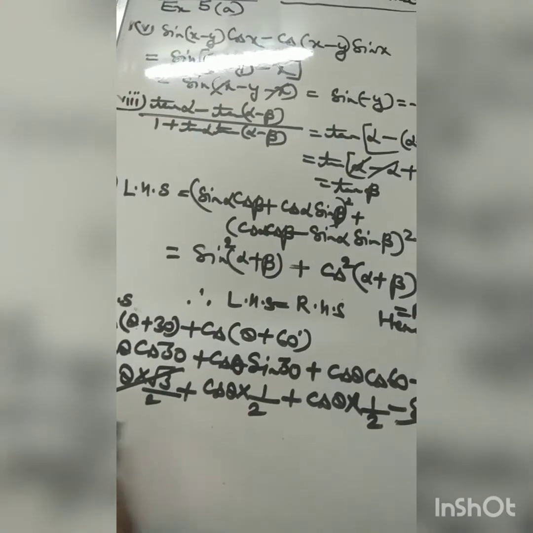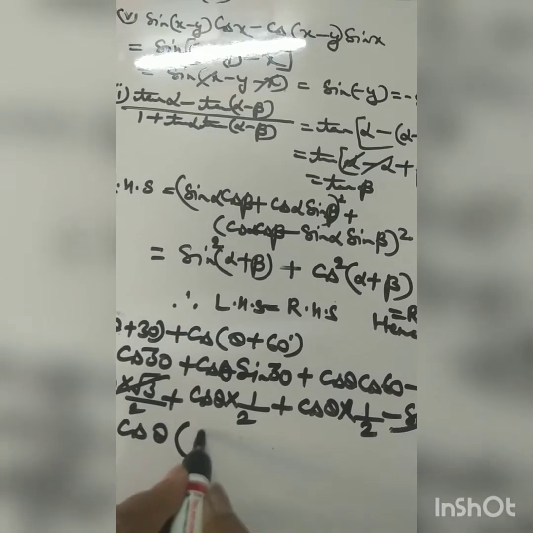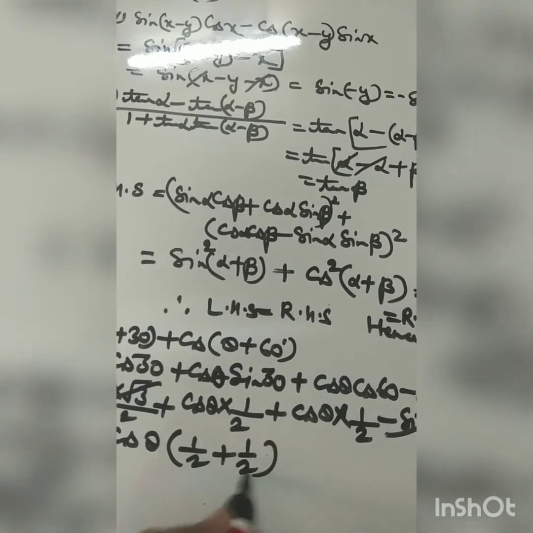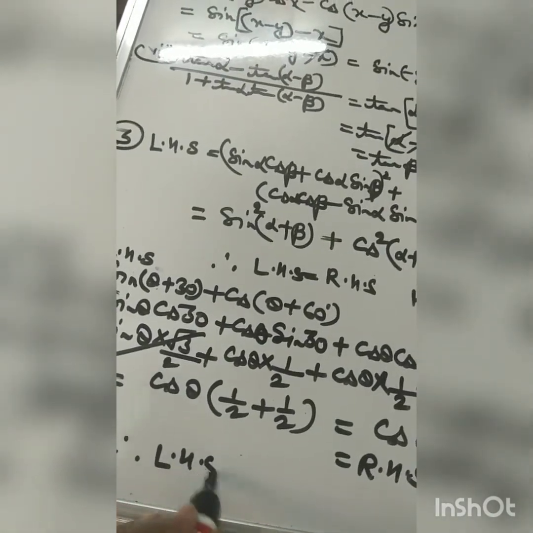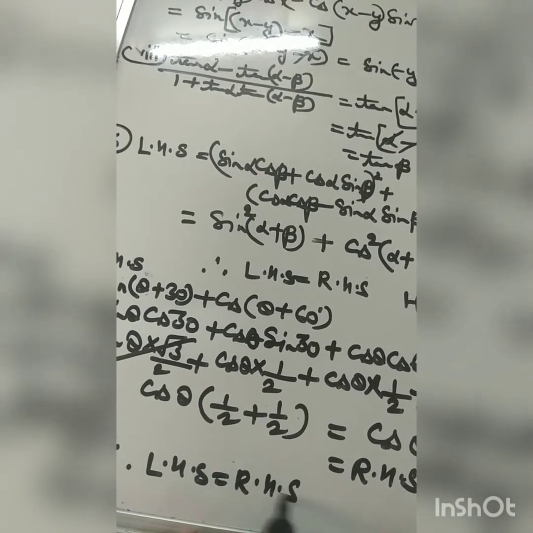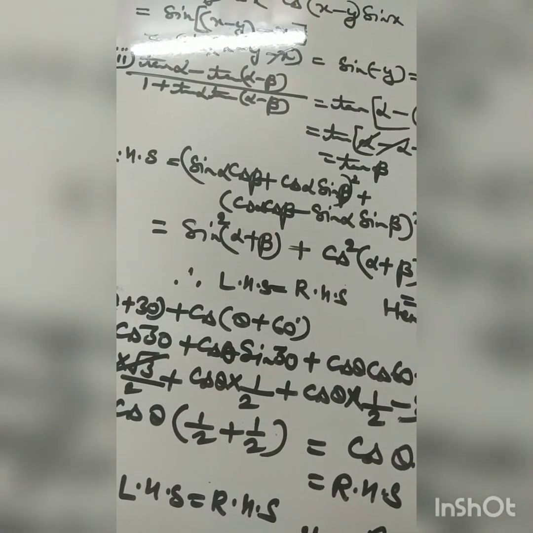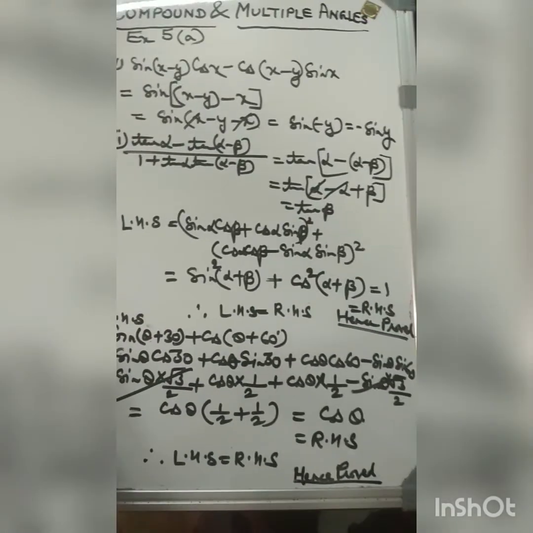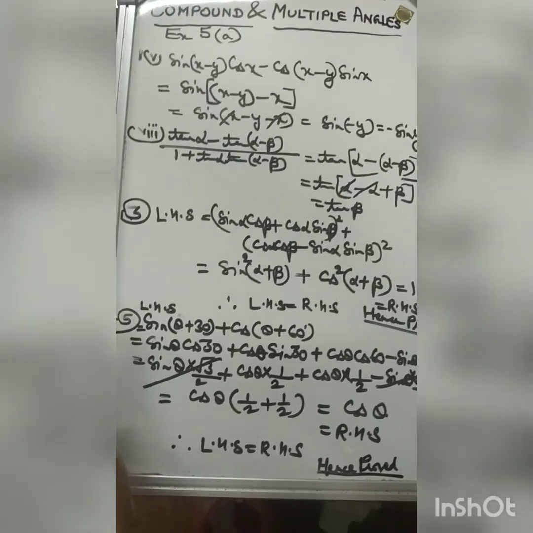Now what you get is cos theta, take common, half plus half, so it will be 1, that is cos theta equals the right hand side. Therefore the left hand side becomes equal to the right hand side, hence proved. This is how you are going to solve the questions based on the compound angles formulae.